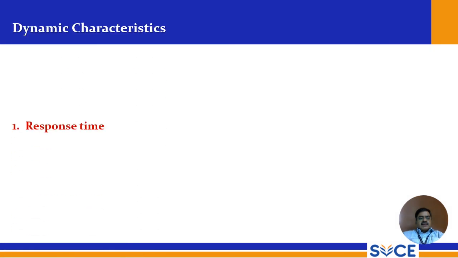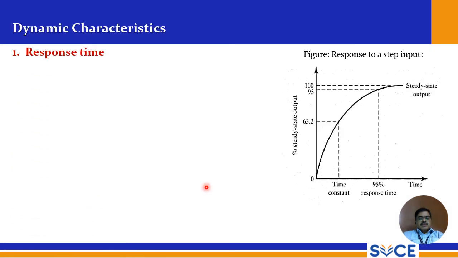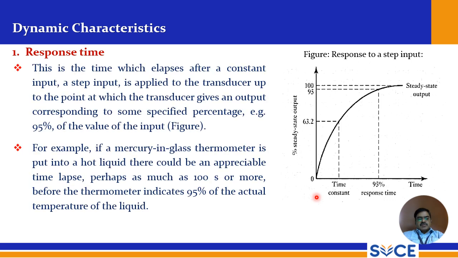Then we have characteristics. The first one is response time. You can see in this graph the response time. Here 95%: this is the input required to produce 95 percent of steady state output. So this is response time, the time taken to produce 95 percent of steady state output. So that is response time.